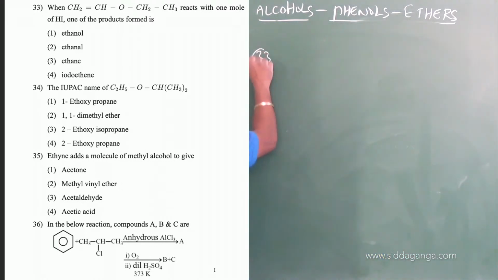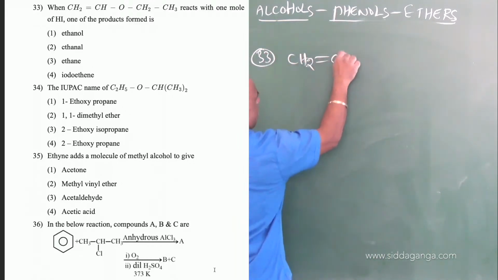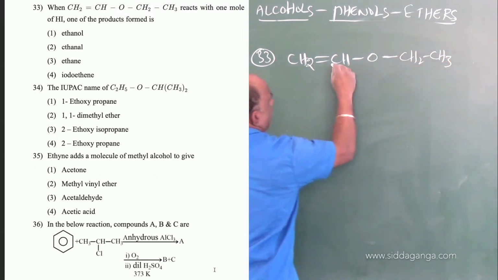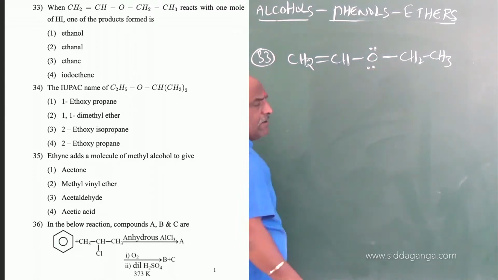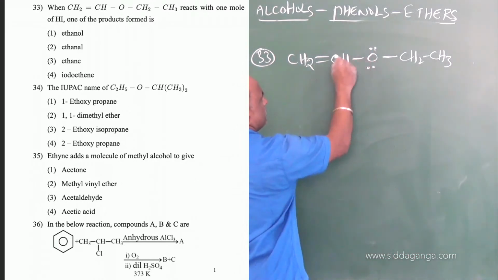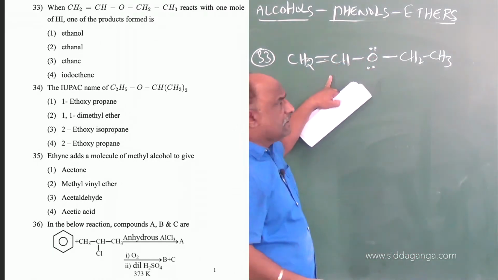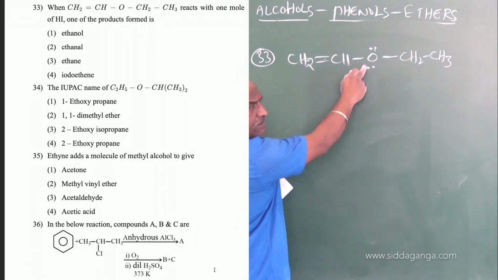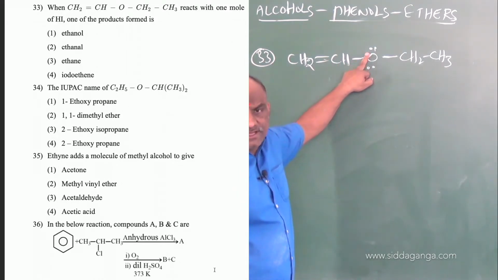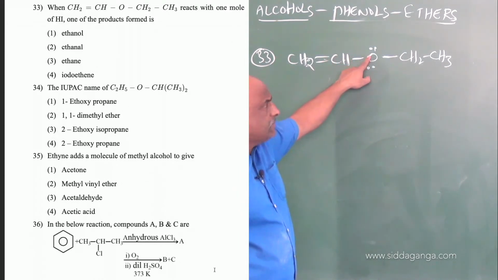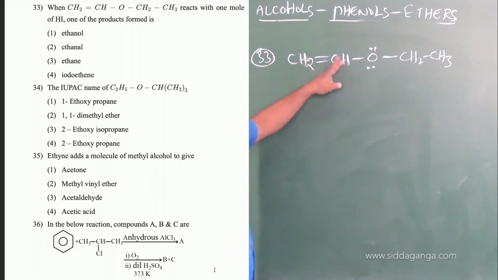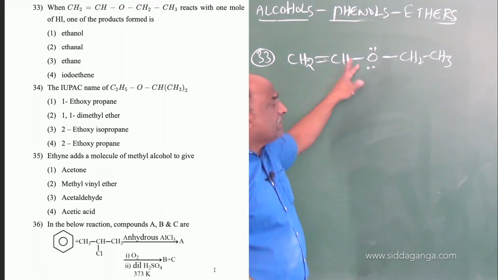So see this question number 33: CH2=CH-O-CH2-CH3. Here this is the ethereal oxygen. This ethereal oxygen contains a lone pair of electrons, and this lone pair is in conjugation with the double bond. Then the C-O bond is partially a double bond. See, a double bond adjacent to a lone pair, where you find this type of arrangement, is called conjugation. Conjugation means this double bond delocalizes towards this side, and then we get positive and negative charges; resonance takes place.